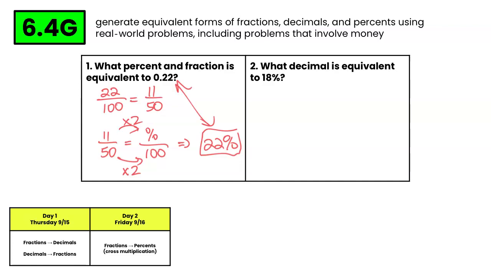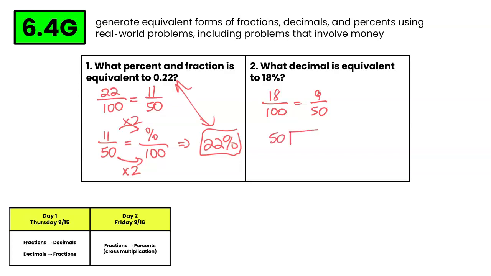And so what we would do here on number 2 is we would take our 18% and divide it by 100, and we would reduce that to get 9/50. Then to go from a fraction to a decimal, again, that's using the technique that they learned last Friday. We know that we're going to divide.